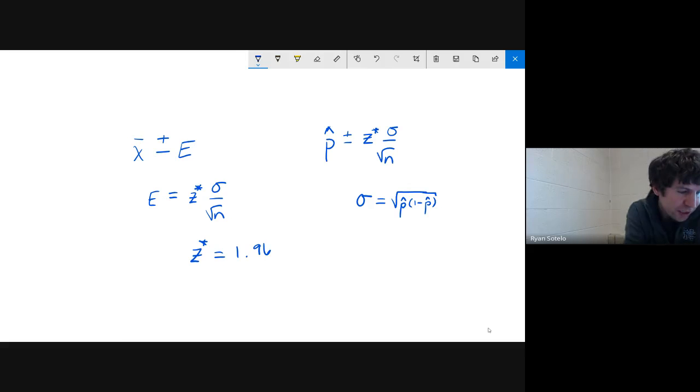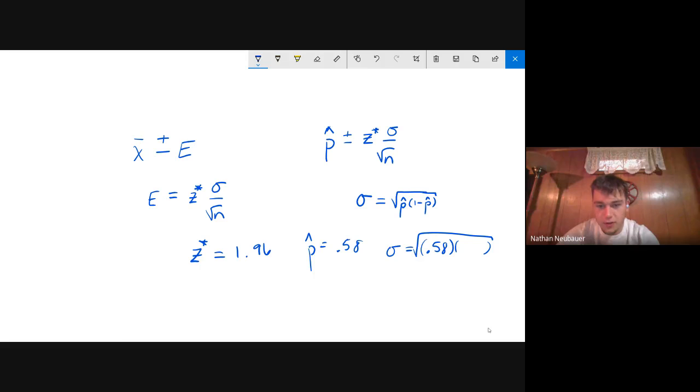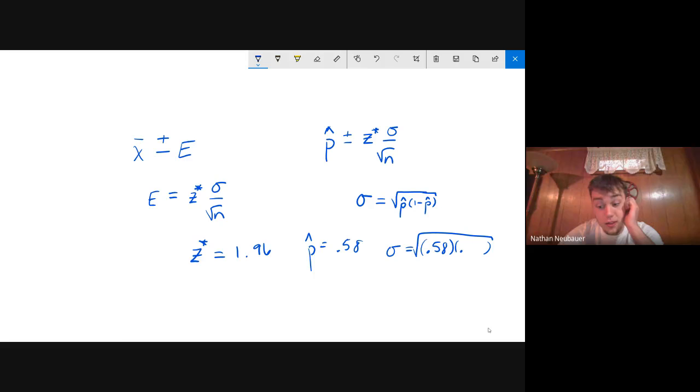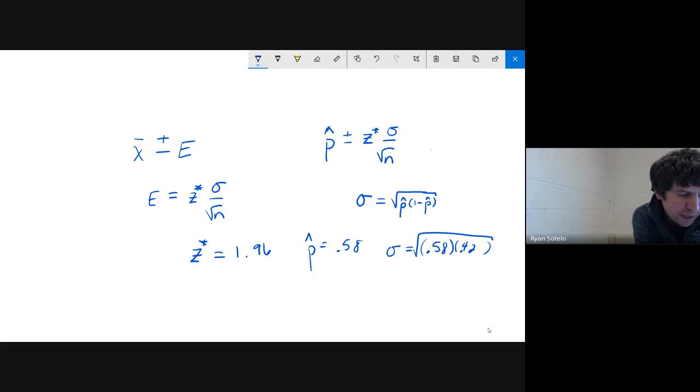All right, so then you have your standard deviation is going to be, well, our p hat was 0.58. Our standard deviation is going to be 0.58 times 1 minus 0.58. What does that give me? I got 0.4935. After you did the square root? Yeah. Okay. Then you'll have to divide that by the square root of the sample size. And then multiply that by your z-score. That should give you your plus or minus margin of error.